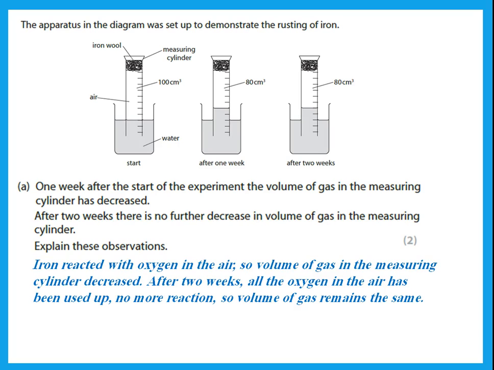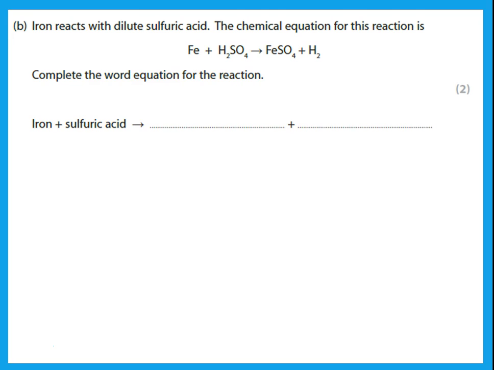Of course, we said in the first week, the iron is reacting with the oxygen in the air. So iron reacted with oxygen in the air, so the volume of gas in the measuring cylinder decreased, and the water went up to replace the oxygen that was used. Now, after 2 weeks, obviously, if the water did not change anymore, that means that all the oxygen in the air has already been used up, so no more reaction, and the volume of the gas remains the same.